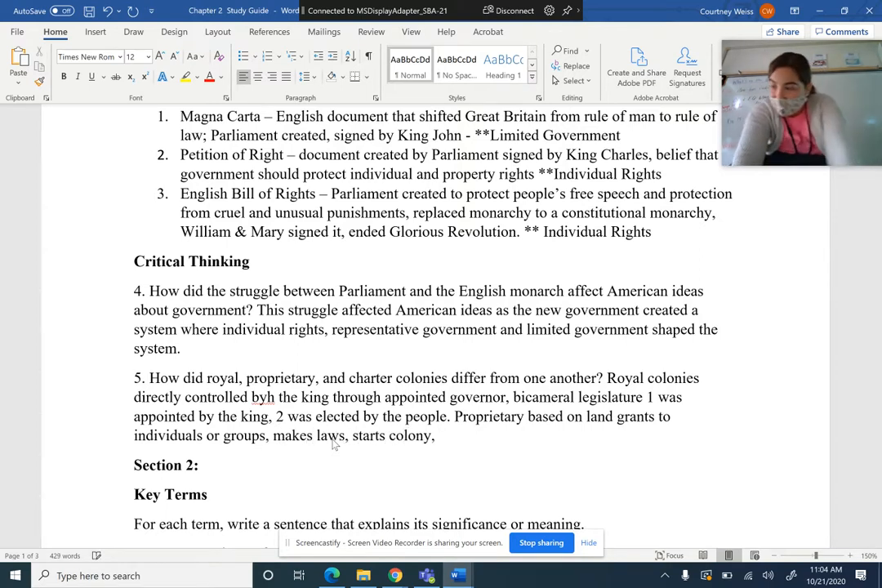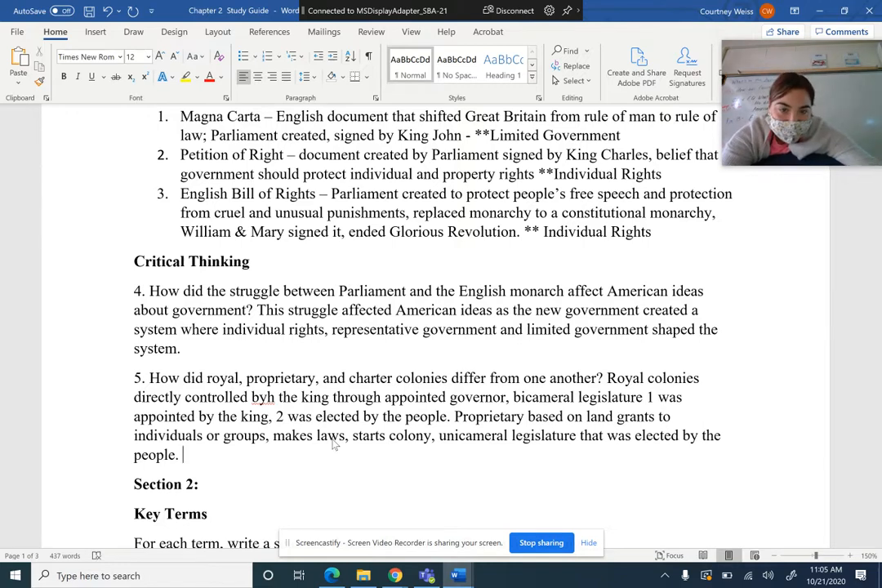Awesome. And also, girls, just so you know, the proprietary colonies had a unicameral legislature that was elected by the people.